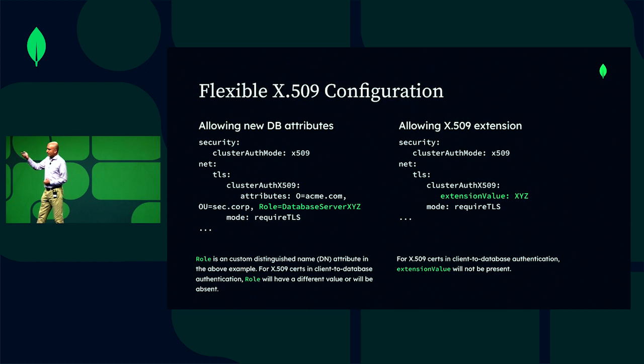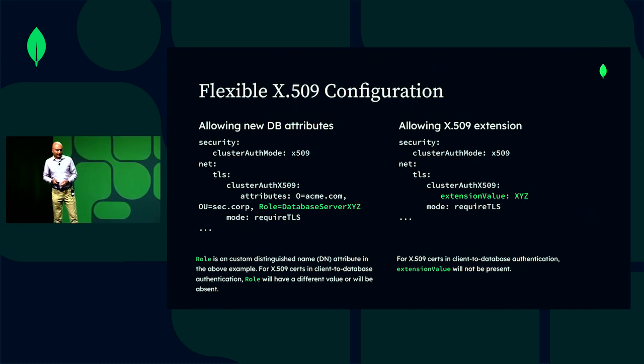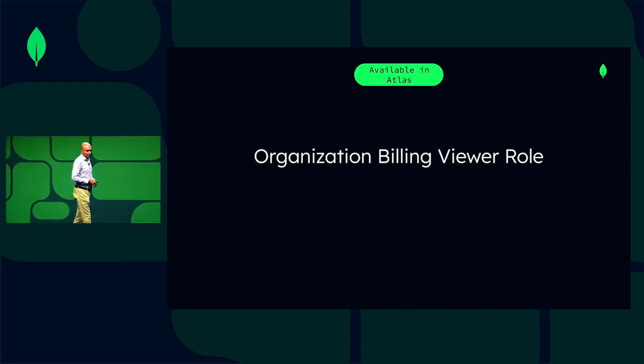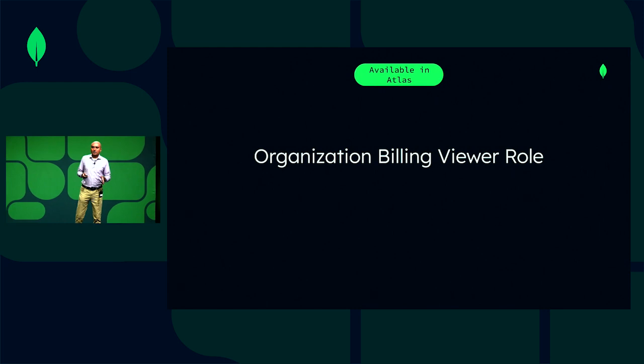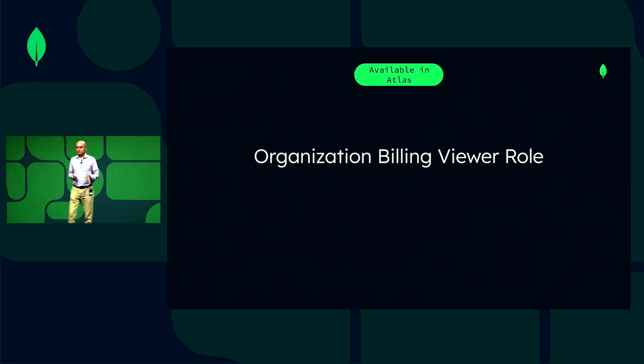Similarly, we have allowed adding an X509 extension for node-to-node authentication. Moving on, the previous three features I talked about are available in 7.0. This feature is only available in Atlas.